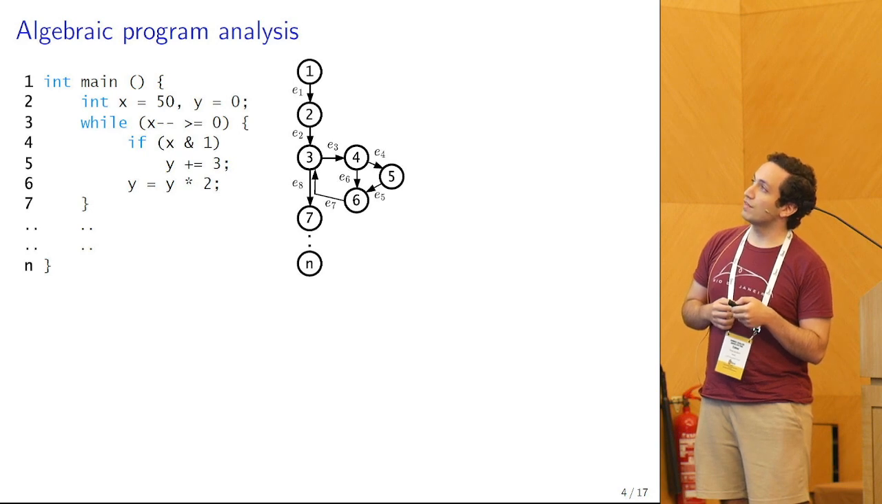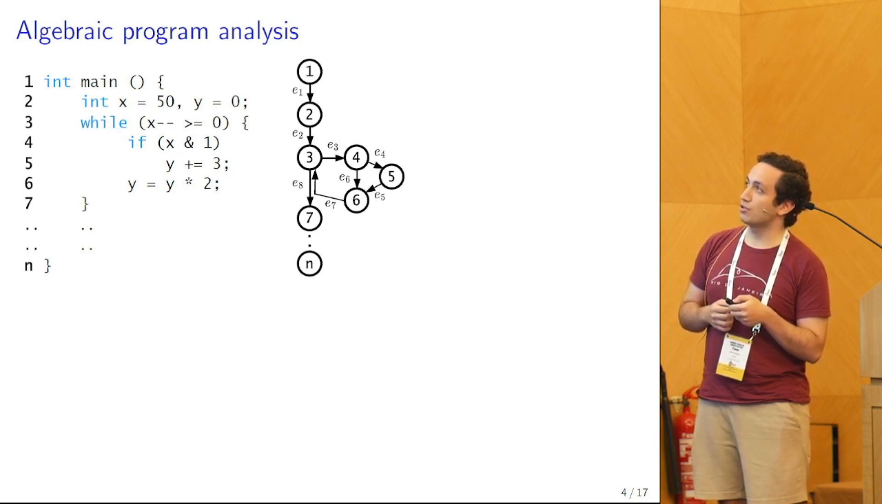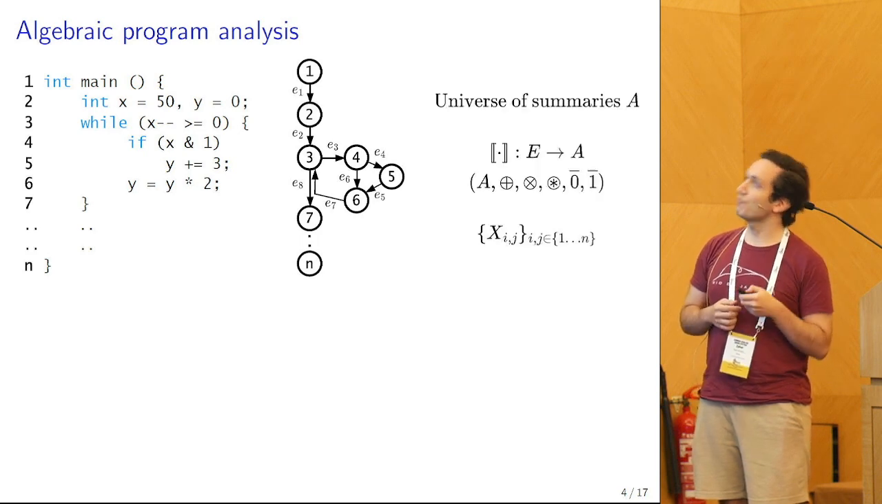So here we have an assignment. It goes directly to the next line 3. But here we have a while. We can have possible branching based on whether or not the while condition is true. If it's true, we go to line 4. If it's false, we go to line 7.